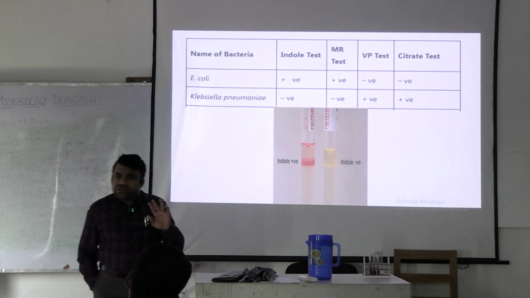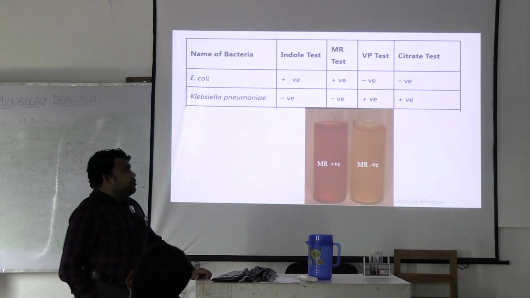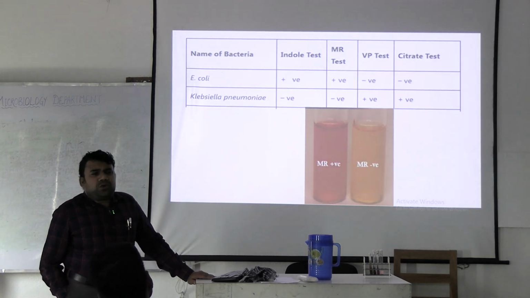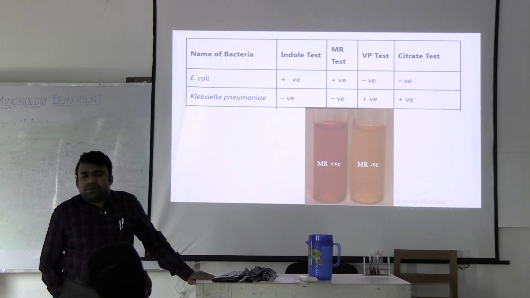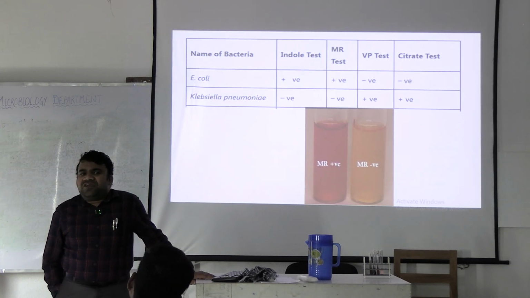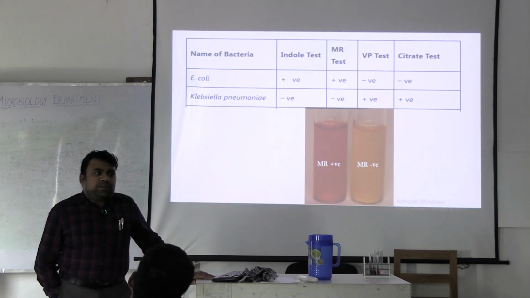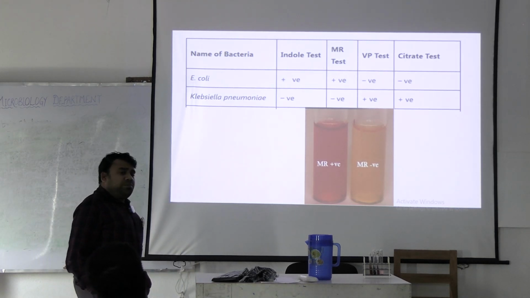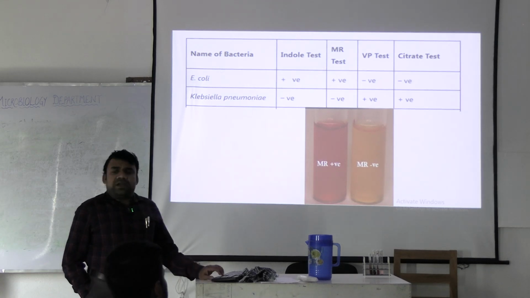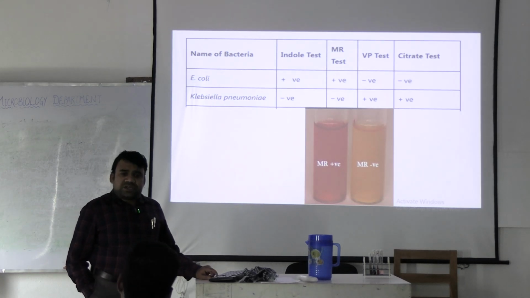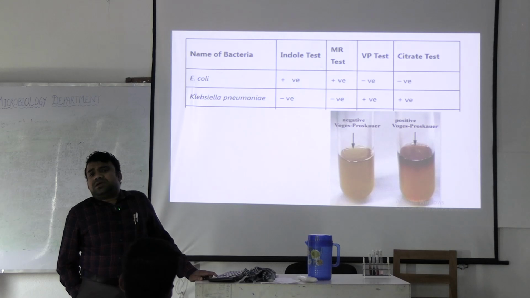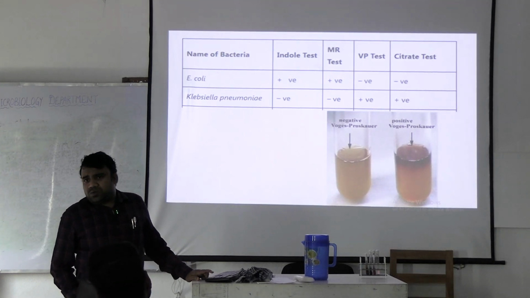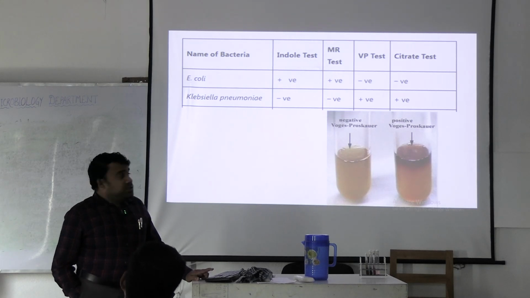That is the first point of differentiation. The second point of differentiation will be methyl red. I already told you the Klebsiella group, the tribe of Klebsiella, are negative for methyl red, but the Escherichia tribe are positive for methyl red. Similarly, E. coli will give a positive reaction for methyl red, and Klebsiella will give a negative reaction. Next is the VP test, which will be opposite. That means in case of E. coli it will be negative, in case of Klebsiella it will be positive.